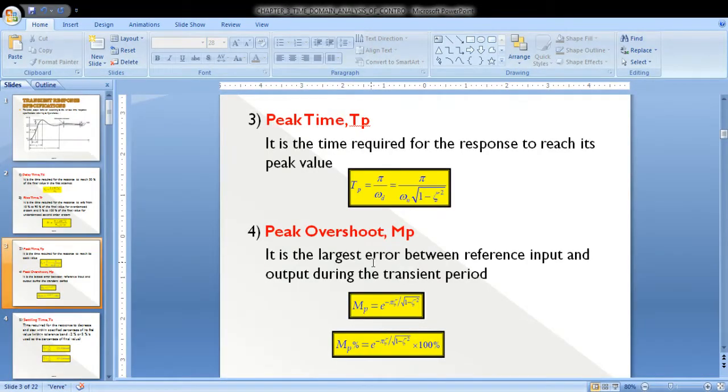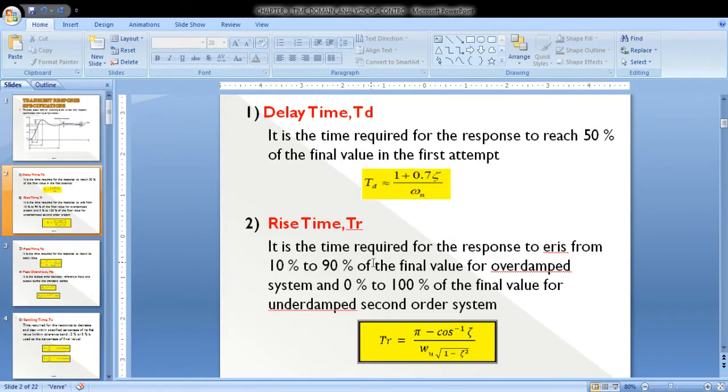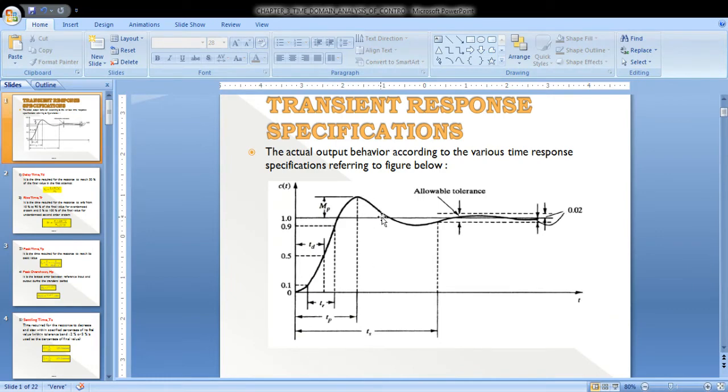The next parameter is peak overshoot, denoted as Mp. Mp is considered the largest error between the reference input and output during the transient period. It is nothing more than the largest error between our actual output and the desired output. The desired output is actually the unit step, considered as 1, but in order to achieve this value we will have a different transient response. So whatever the maximum response or maximum error you can find out is considered as Mp.